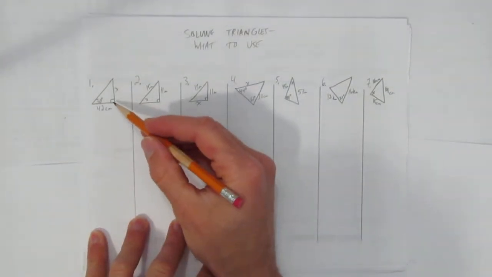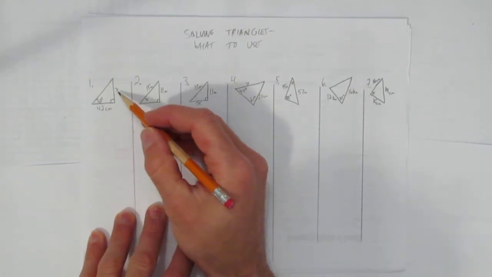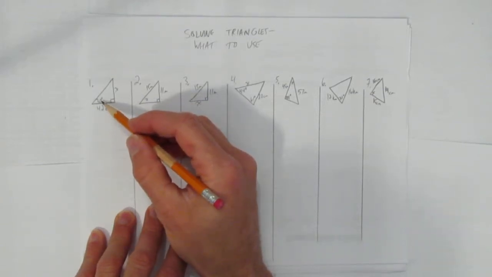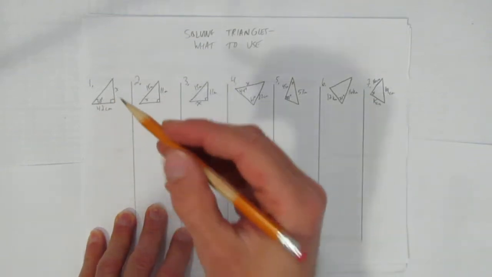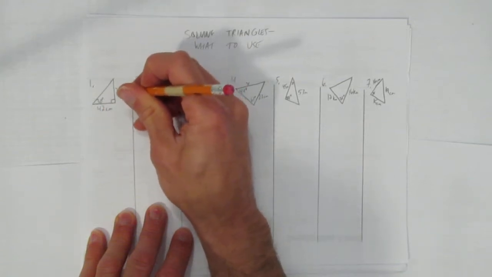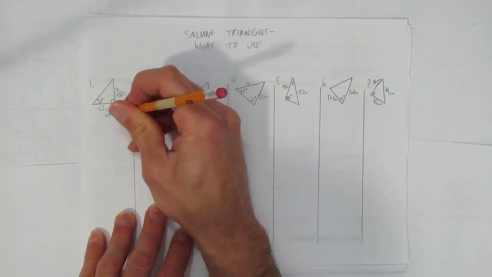Question 1 is a right angle triangle. We have 30 degrees and 42 centimeters, and we're trying to solve for this side. Since it's a right angle triangle, 2 choices, SOHCAHTOA or Pythagorean Theorem. But since we have an angle, automatically can't use Pythagorean Theorem, it's SOHCAHTOA. So let's label the sides. Compared to 30 degrees, this side's the opposite side. And compared to 30 degrees, this side's the adjacent side.